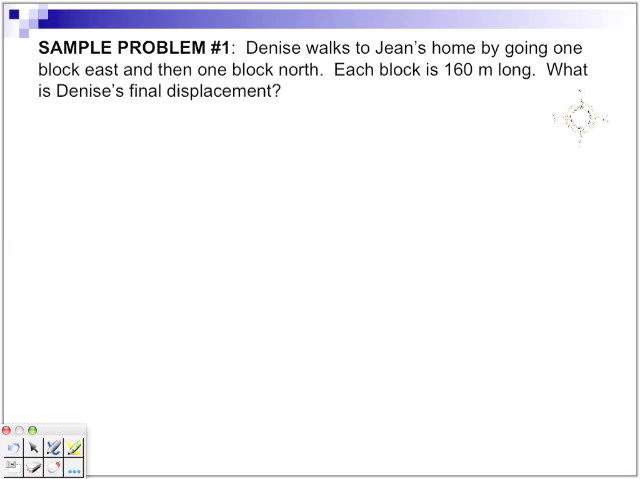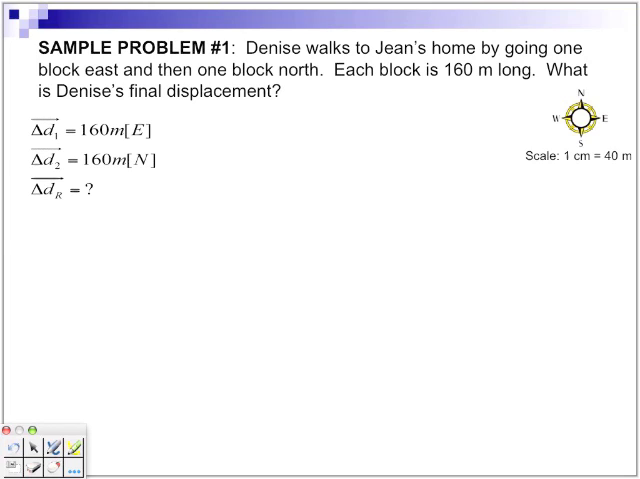So first thing you want to start off with is your compass. Okay. After your compass, your scale. So the scale, what we're going to use is 1 centimeter is equal to 40 meters. When you're drawing it, remember, we want to start by listing pretty much all our movements, or all our displacements.